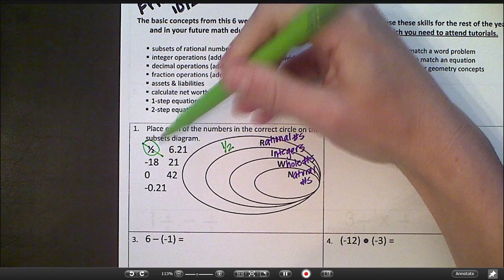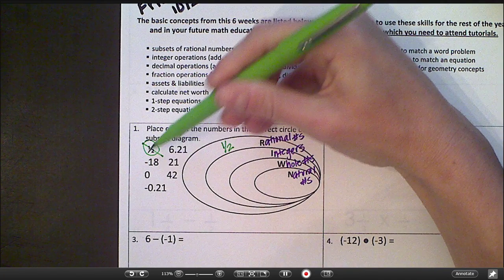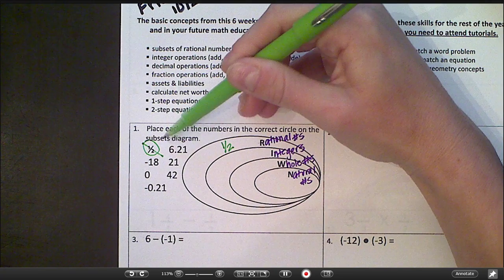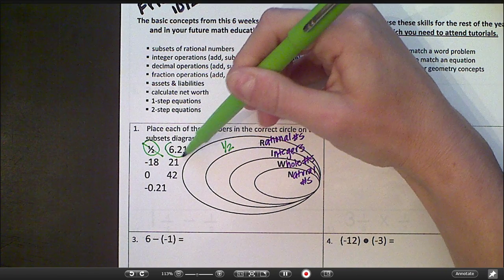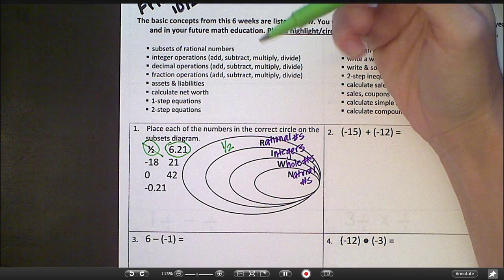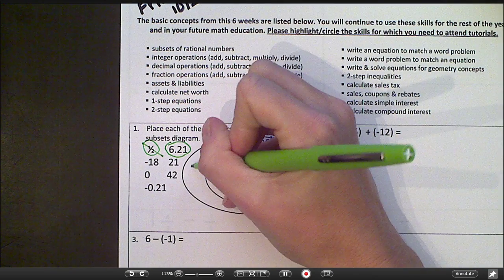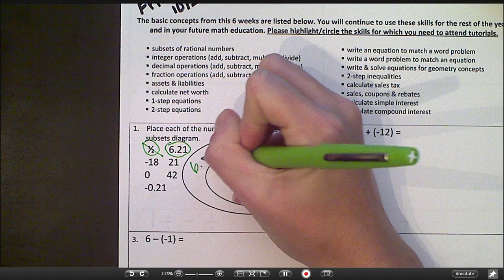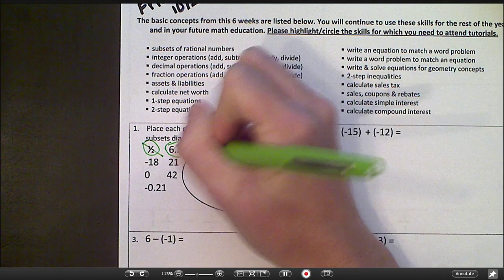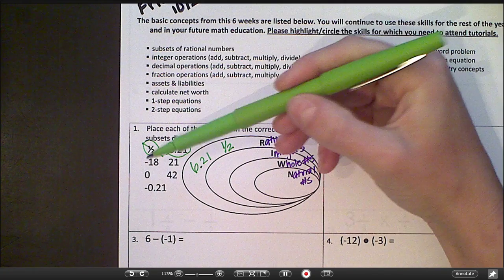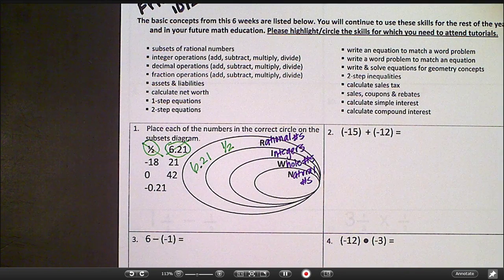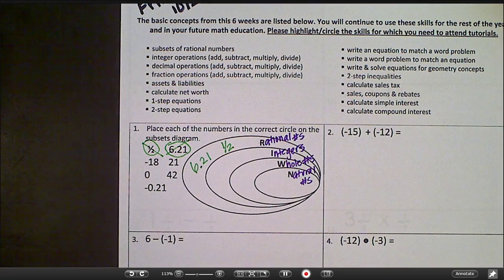Okay. Now, if you look on here, what's another one that is not a whole number? It's just a number and a partial number. Well, we've got this one right here. 6 21/100ths. Also rational. Okay, got rid of those two. Now we've got negative 18.